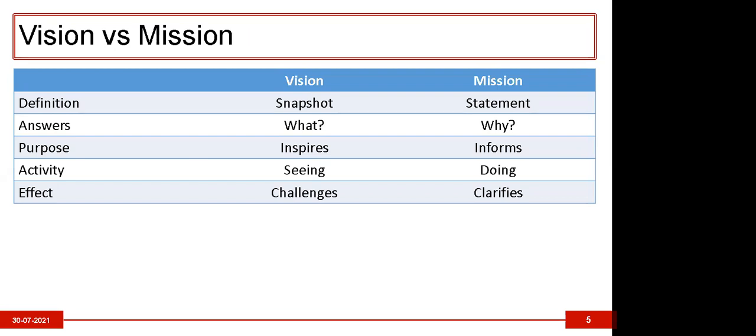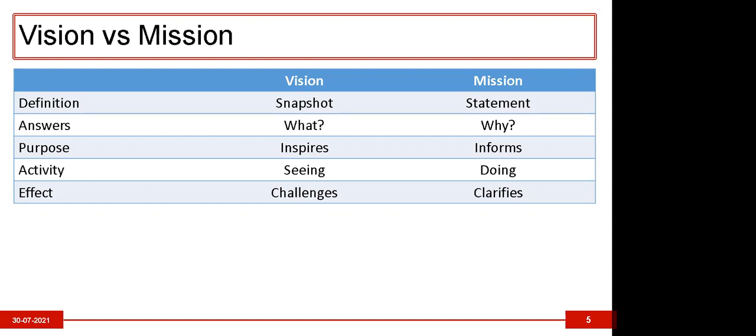And then next, when we talk about the answers, what kind of answers? The vision says what, whereas the mission says why. This is the one which brings a big difference. Then next, the purpose. It inspires. The purpose of the vision is that it is inspiring. The person who reads it will definitely get inspired by what the institution is trying to give to its stakeholders. So it's an inspirational kind of statement. But the mission informs; it gives information to the stakeholders about what the institution is trying to do.